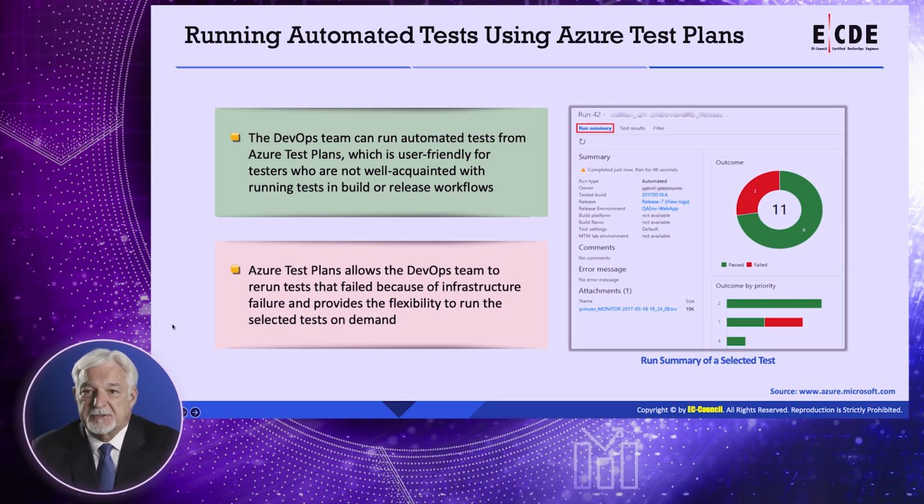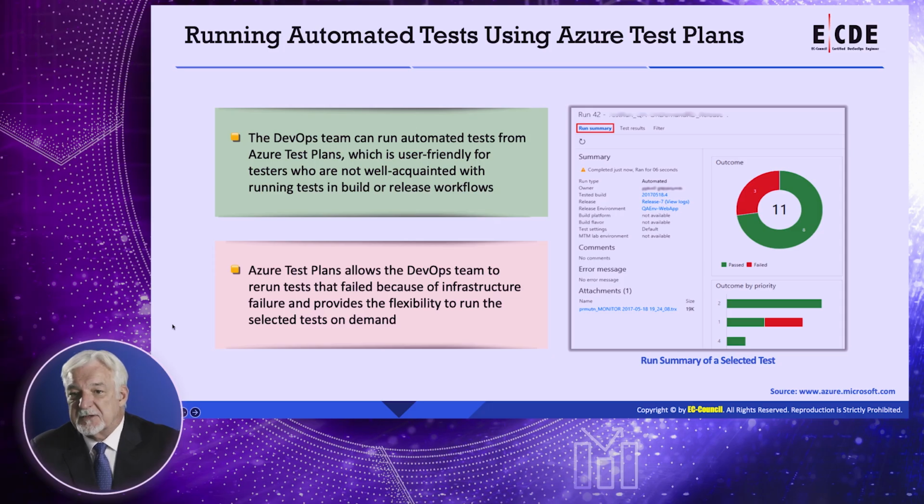Running automated tests using Azure Test Plans. The DevOps team can run automated tests from ATP, which is user-friendly. It's for testers who are not well acquainted with running tests in build or release workflows. So it makes it a little bit simpler for them, I guess. The Azure Test Plans allow the DevOps team to rerun tests that failed because of infrastructure failure and provides the flexibility to run the selected tests on demand.